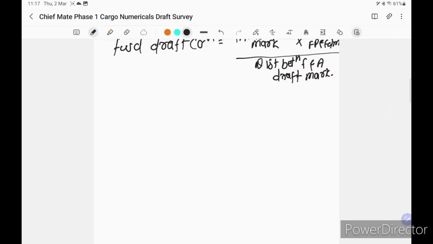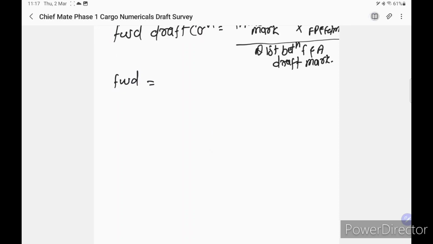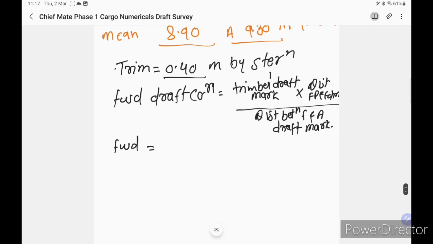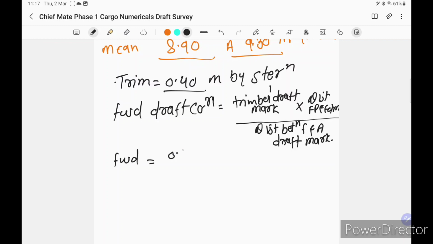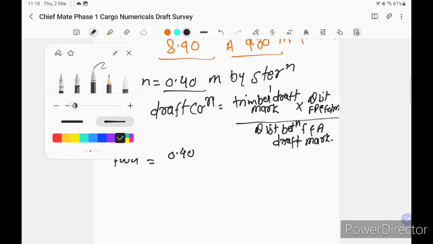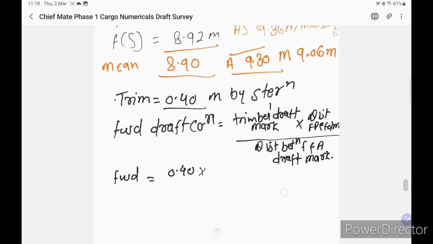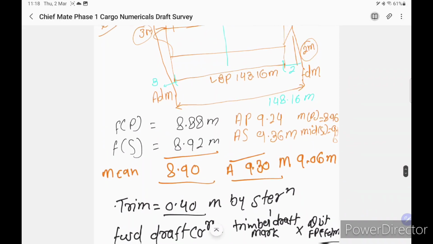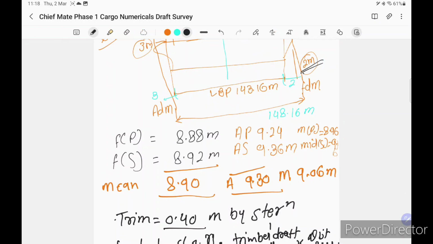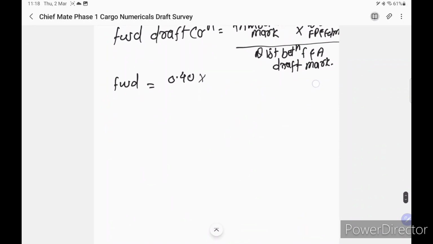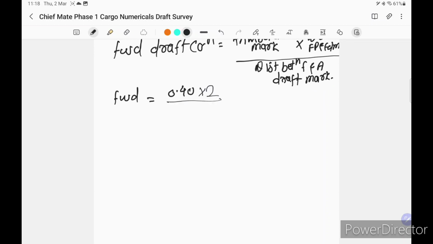Okay, so how much is your forward draft correction? Our trim is 0.4 as we calculated here, into, in the diagram we see it is 2 meters, so into 2 divided by 148.16 is equal to 0.005 meter.